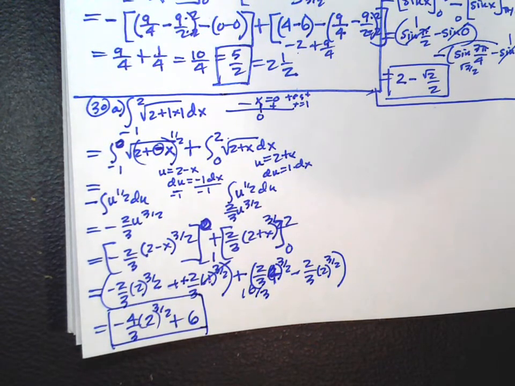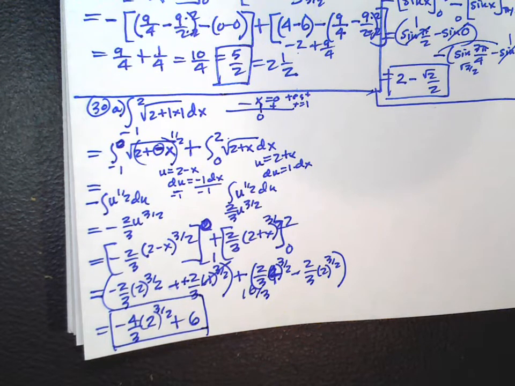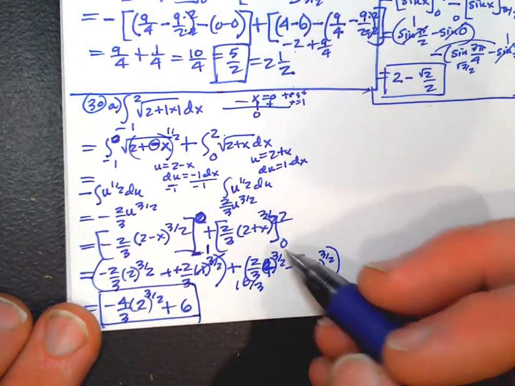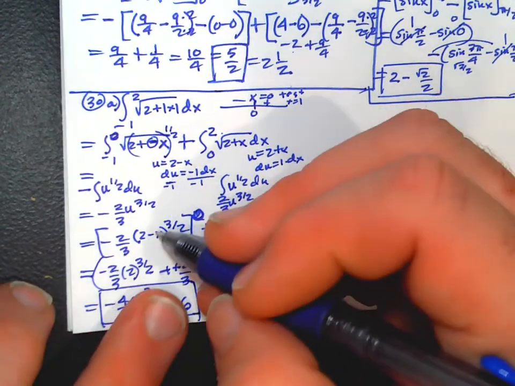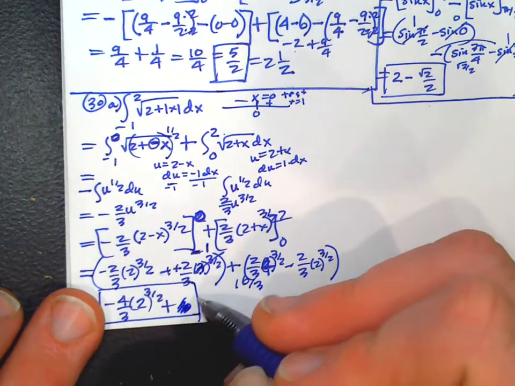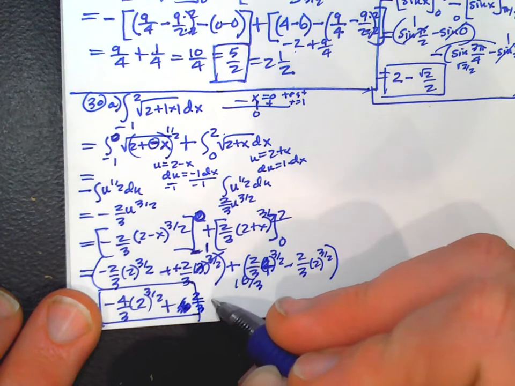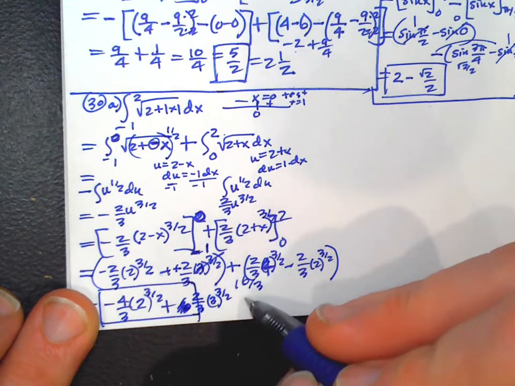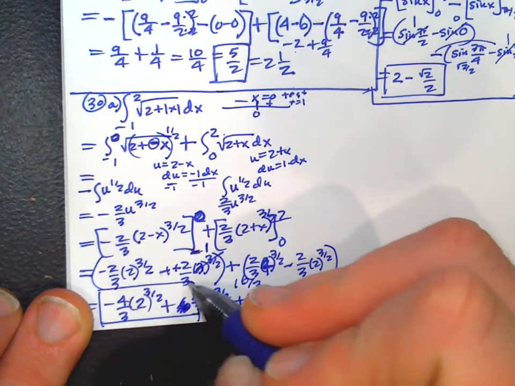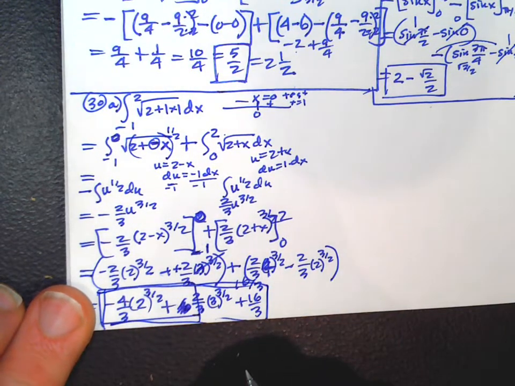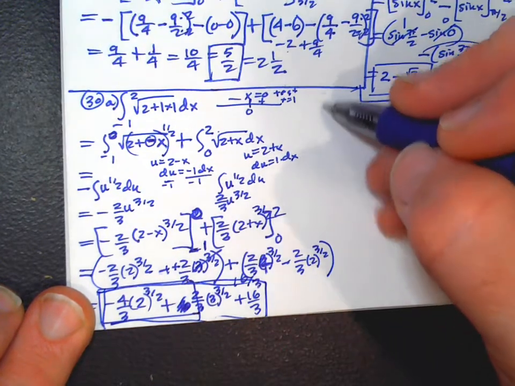Looks like I messed something up. Where did we get those values? Here you're supposed to plug negative 1 in. Plug 0 in. You plug negative 1 in, you actually get 3 to the 3/2. So this is actually going to be 2/3, 3 to the 3/2. And then this is just going to be 16/3. So it's going to be plus 16/3. So that's the whole answer. I made a little mistake. Okay, all right. That's part A.